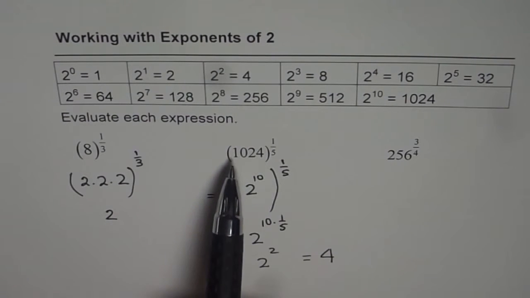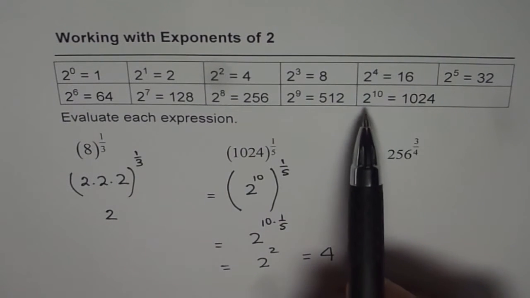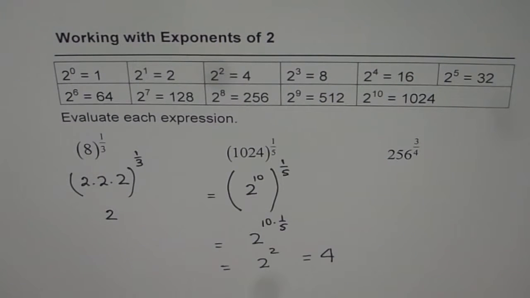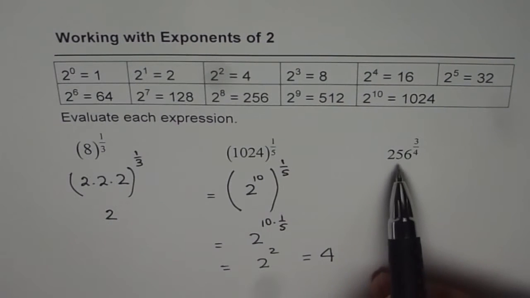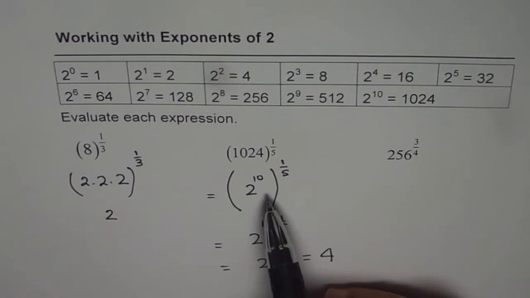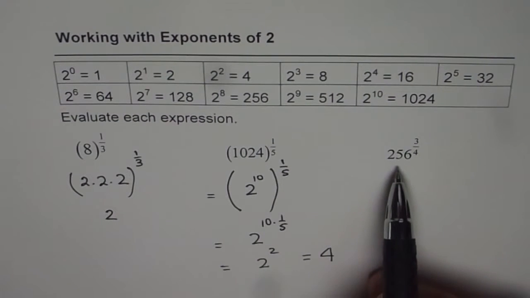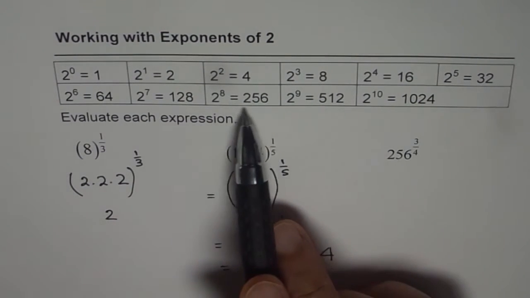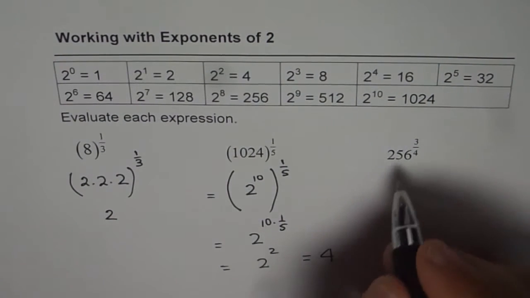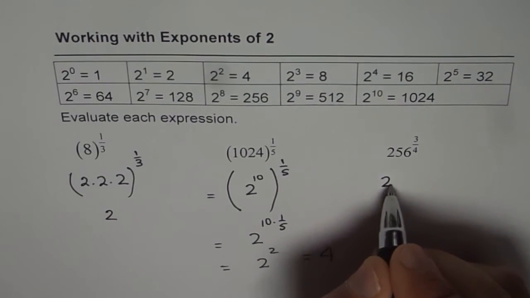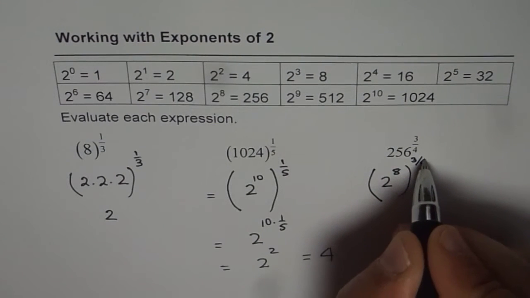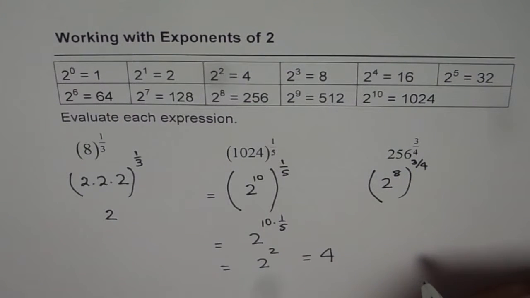So the idea is you could write 1024 as 2 to the power of 10 and then apply the laws of exponents. Now let's apply the same method here. It is indeed a very good method to apply. So 256 can be written as what? 256 is 2 to the power of 8. So we can write 256 as 2 to the power of 8, and then we need to find the exponent of 3 by 4.